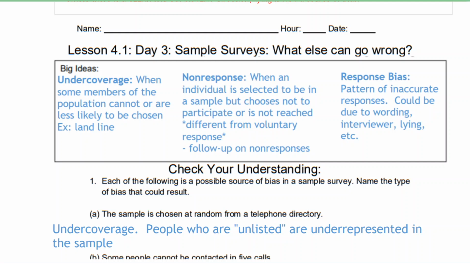And finally, there's a response bias, and this is a pattern of inaccurate responses. It could be due to the wording of the question. Sometimes it's due to the interviewer, the appearance of the interviewer.